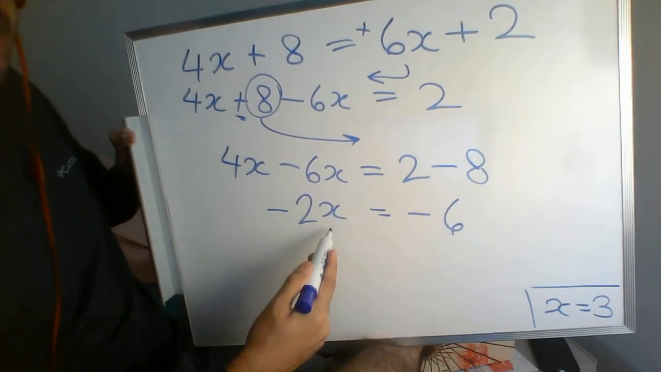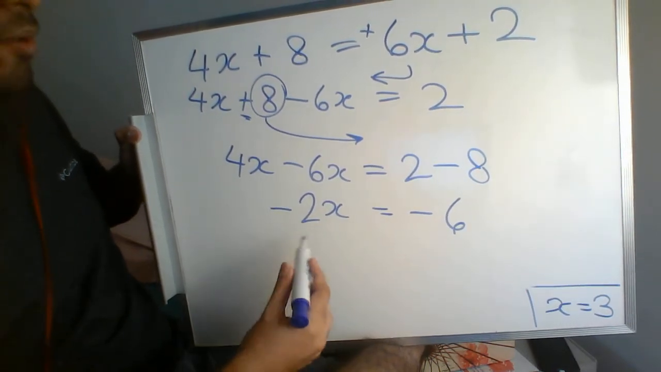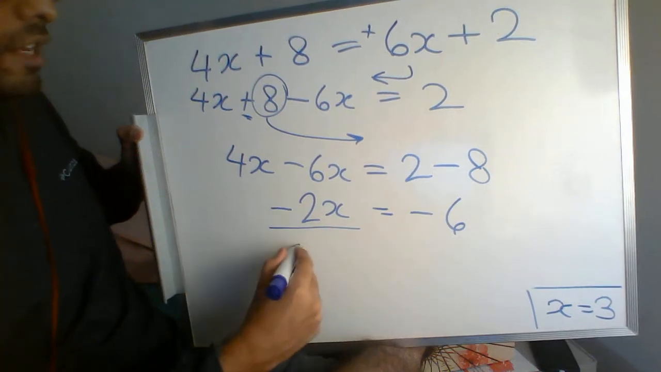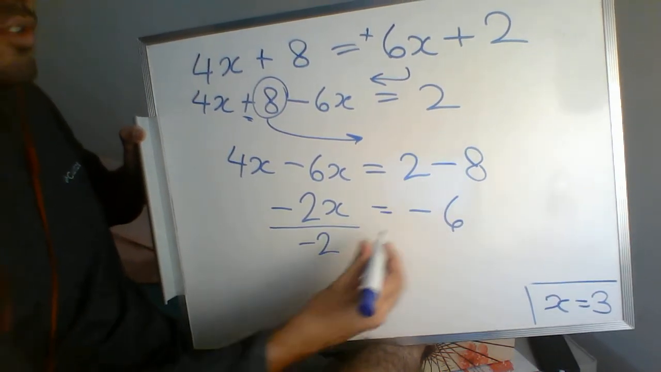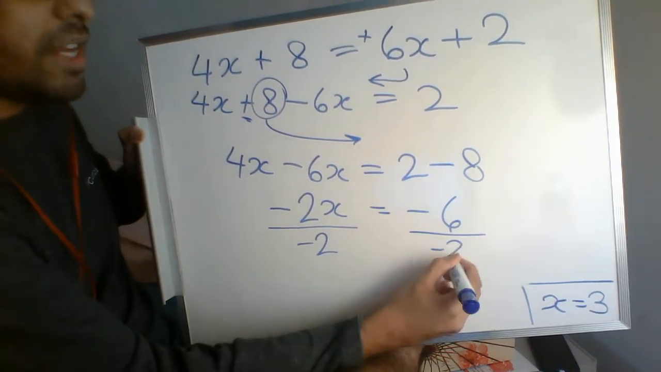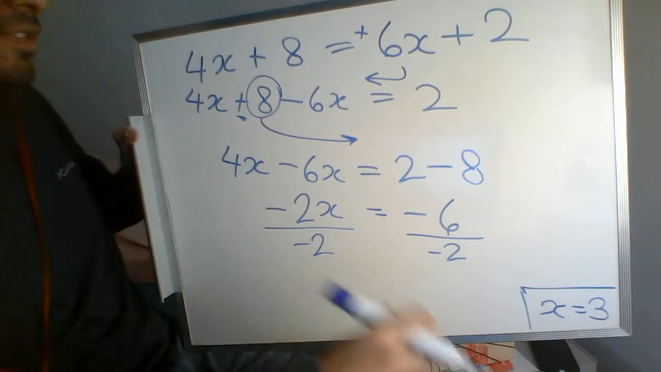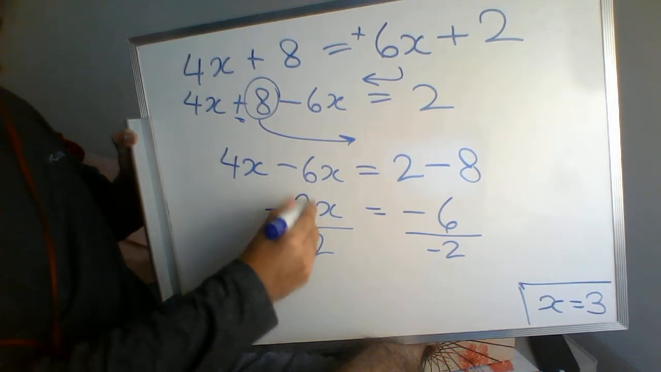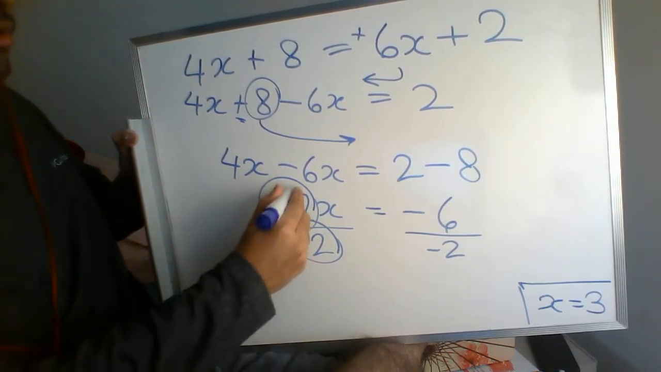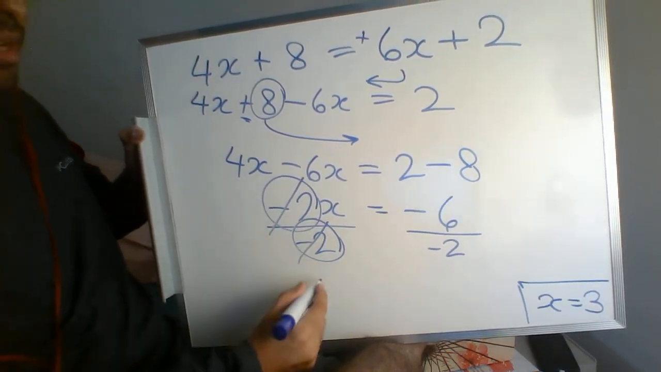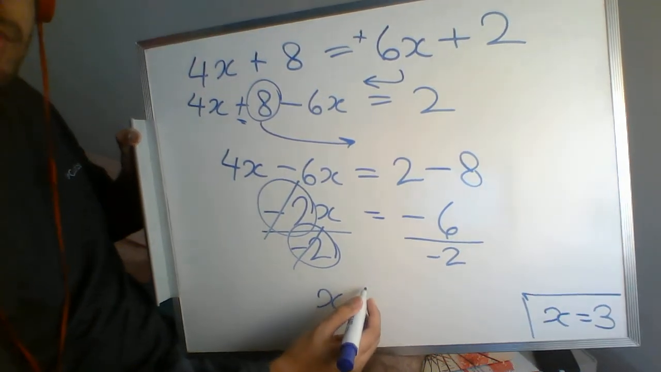Now I don't want x multiplied by negative 2, I want just x. So to get rid of the negative 2, I'm going to divide by negative 2 on this side. I'm going to divide by negative 2 on that side as well, because if I've done it to the left side, I have to do it to the right side. So over here, this negative 2 and this negative 2 will cancel each other out. So I'm going to be left with just an x on the left side.